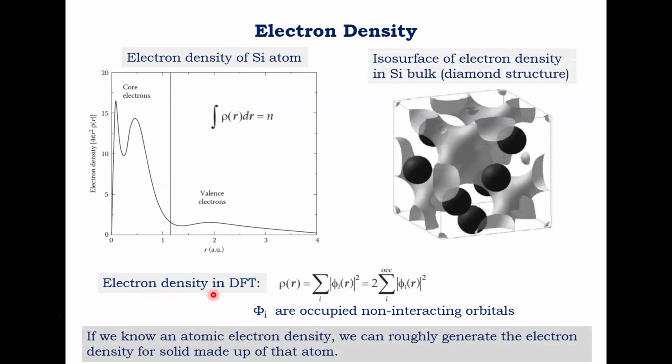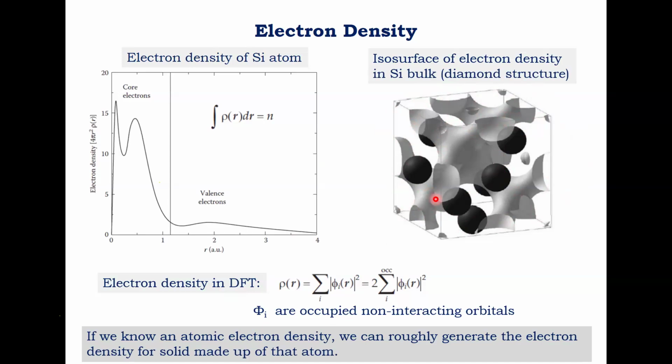So if we know the atomic electron density, we can roughly generate the electron density for a solid, which is made up of atoms. If you see this cartoon, this is the isosurface of the electron density of bulk silicon, diamond structure. You can see the unit cell of that diamond structure. Once you know the atomic density, the isosurface for the diamond structure of the silicon bulk unit cell can be roughly generated.